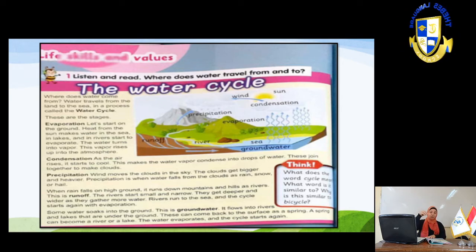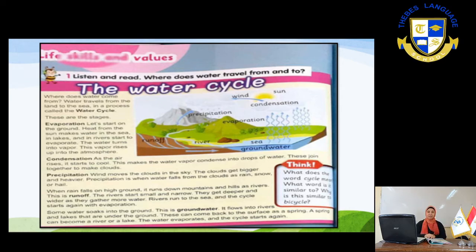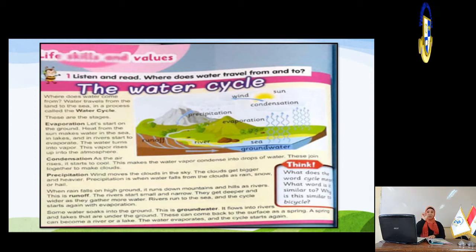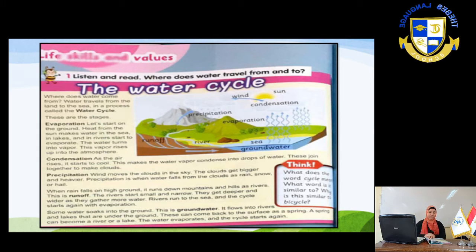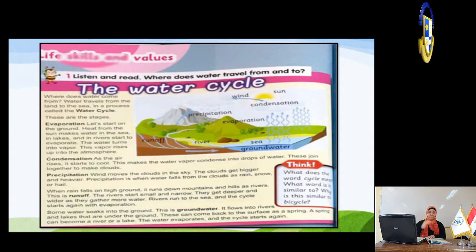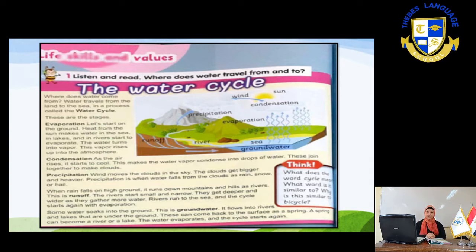Precipitation is when water falls from the clouds. This is called precipitation, okay? So the water comes as rain, snow, or hail. Hail is the small snow, very tiny snow that comes from the sky. When rain falls on high ground, like mountains, it runs down mountains and hills as rivers. And this is the runoff.